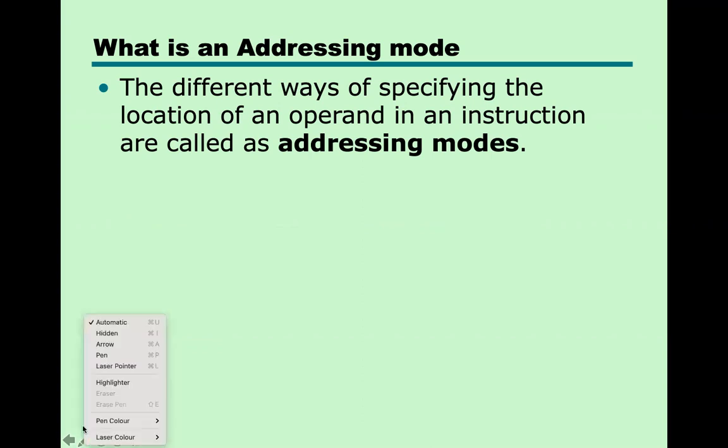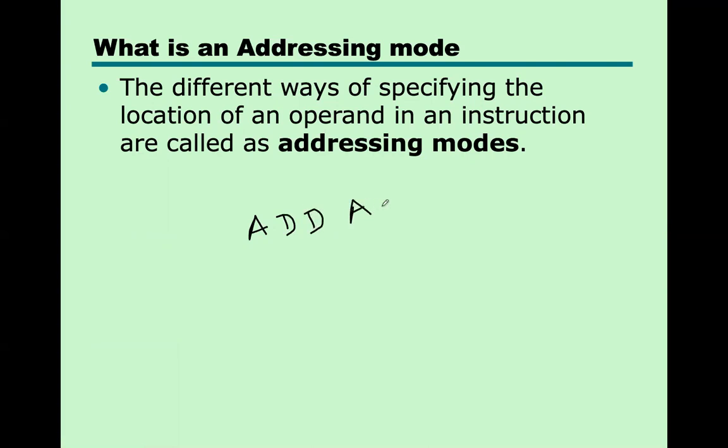Let me explain with an example. Suppose I have given two operands with an instruction equal to add. So here I am using add A comma B. These A and B are the operands in a general way. Suppose these are 3 and 5, so add 3 comma 5. What will happen? It will add 3 plus 5 and store the result, 8.